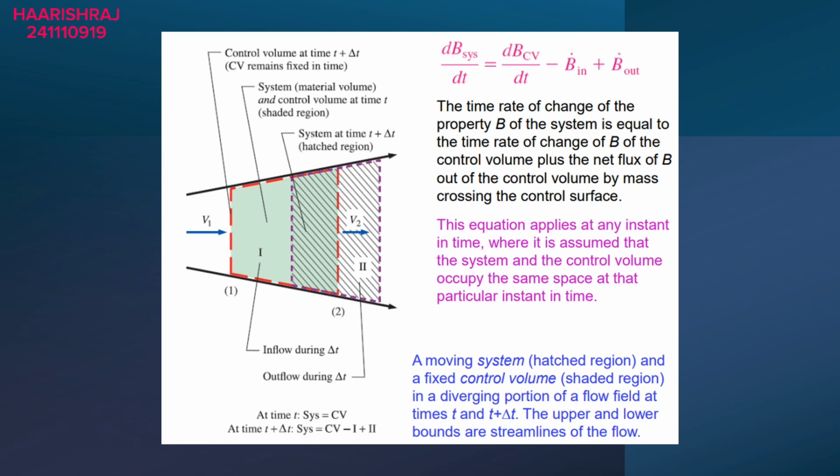A moving system, hatched region, and a fixed control volume, shaded region, in a diverging portion of the flow field at times t and t plus change in time. The upper and lower bounds are streamlines of the flow.